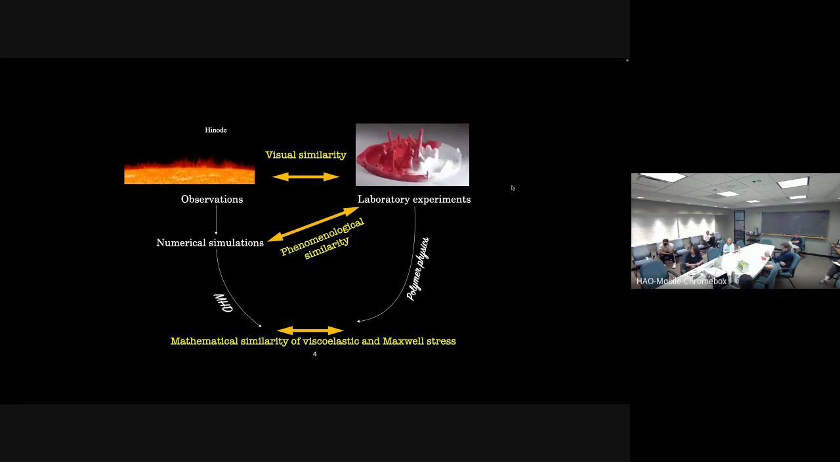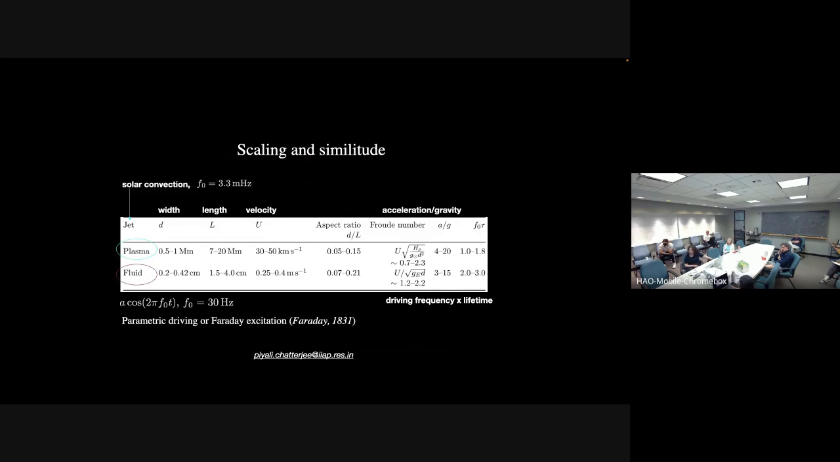Now, before we dig deeper, the first thing that any person who studies fluids would do is a scaling analysis by calculating some non-dimensional numbers. So let us look at these two very different systems. One is the jet in the solar plasma, the solar atmosphere, which is basically being driven by solar convection, which has a typical frequency of 3.3 millihertz, or the 5-minute oscillation mode.